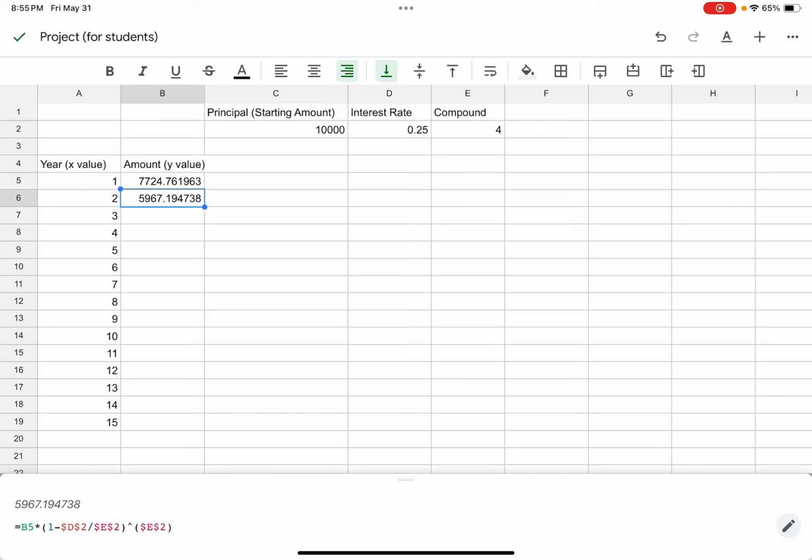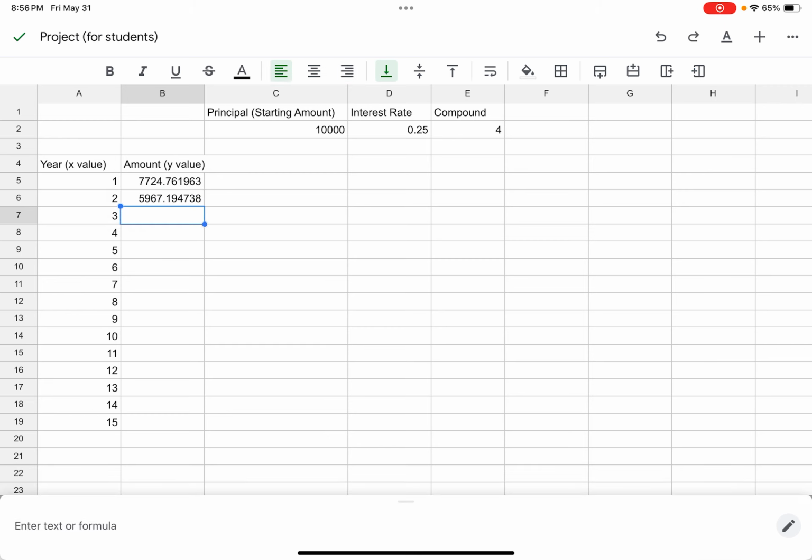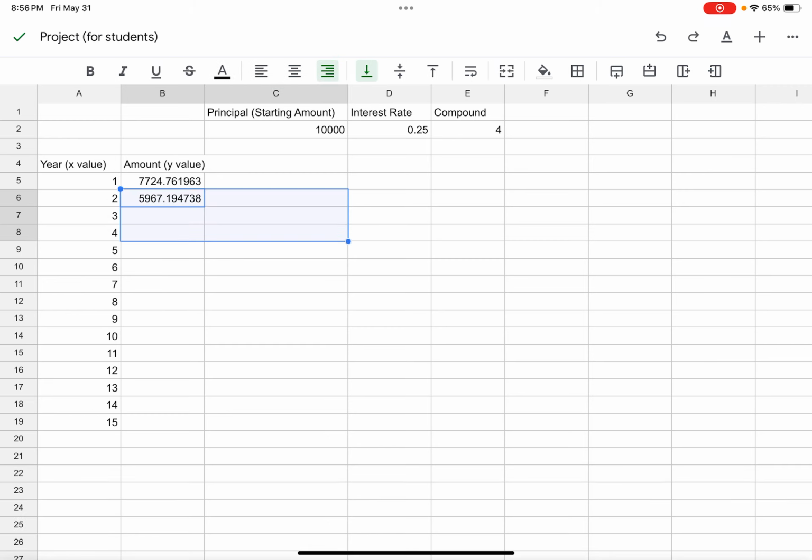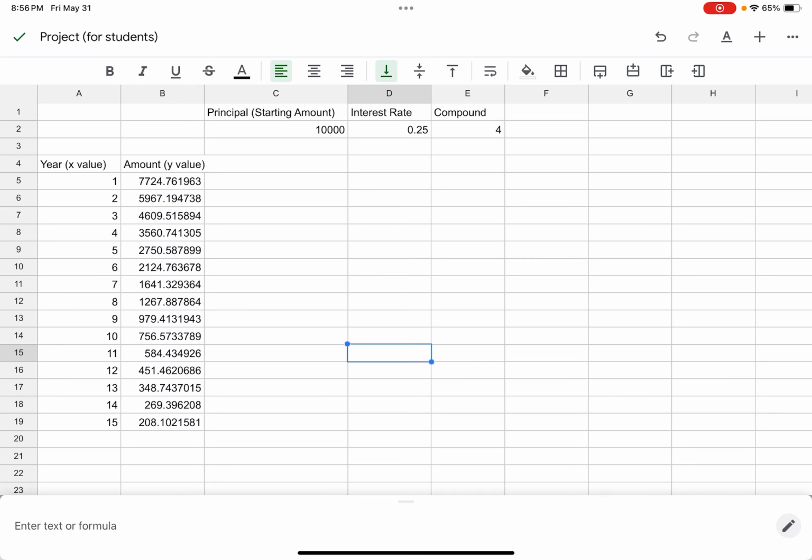If I tap this box, which has a different formula than this box, I want this formula dragged down. So as I pull down, whoops, I apologize for that, don't do that. As I drag down from this box all the way down, it's going to always use the cell above to calculate the next cell. So I drag down, tap in autofill, and there's me going down to $200 after 15 years.